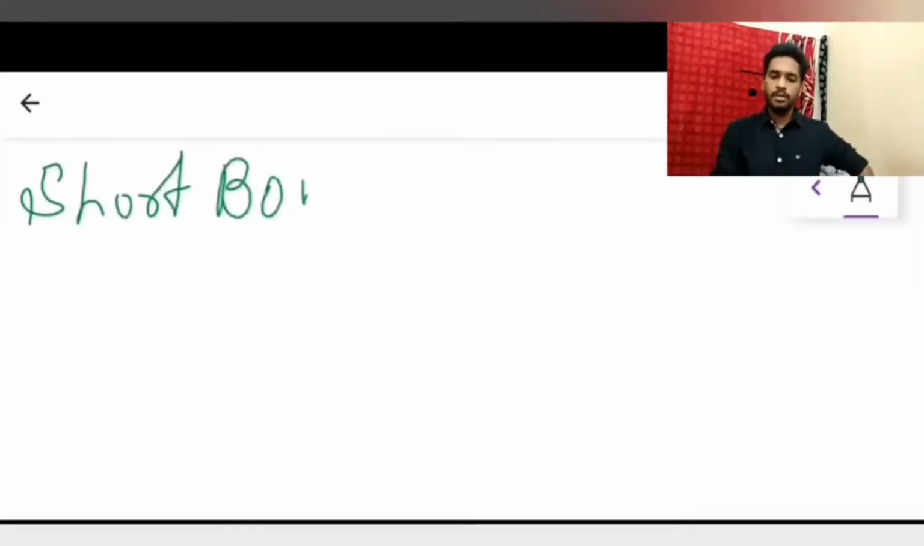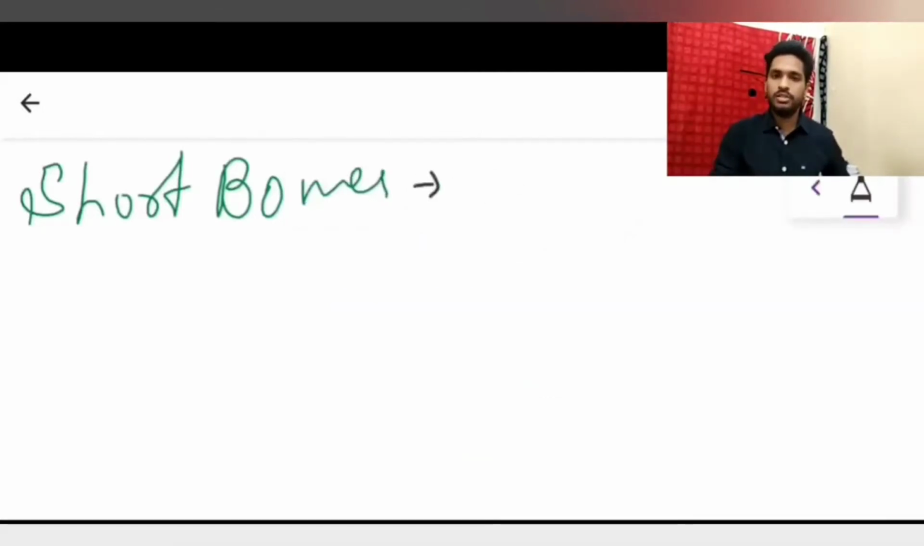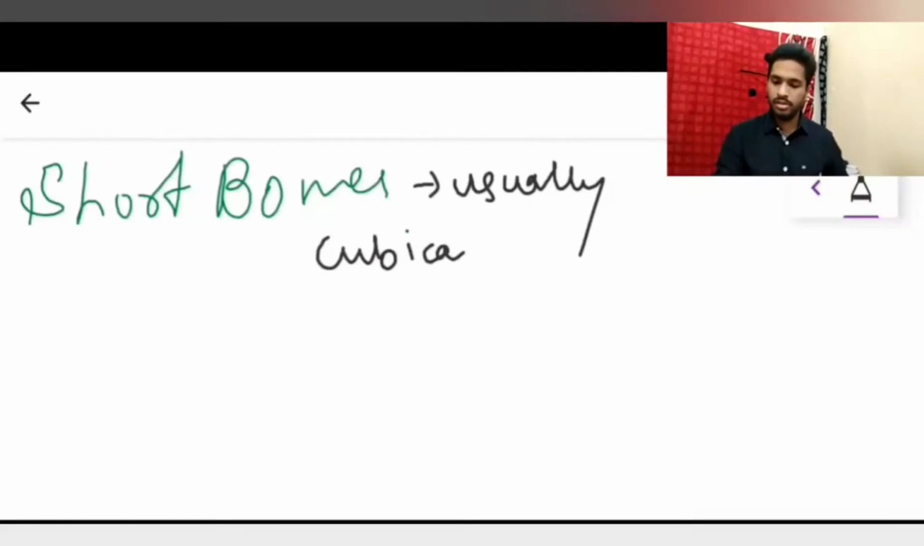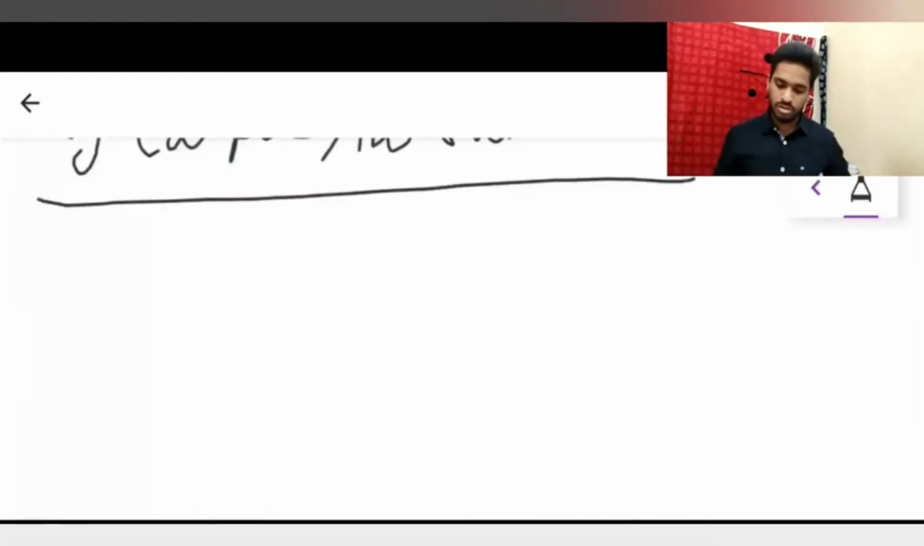Now getting forward, the second one is the short bones. So what do we know about short bones? Short bones have a characteristic shape. Usually the short bones are cubical in shape. So examples of short bones are carpals and tarsals. The 8 carpals and 7 tarsals are the examples of typical short bones. An exception is there: talus, calcaneum and cuboid. They are not the short bones, or I'll say all the carpals and tarsals are the short bones. Let's keep it simple.